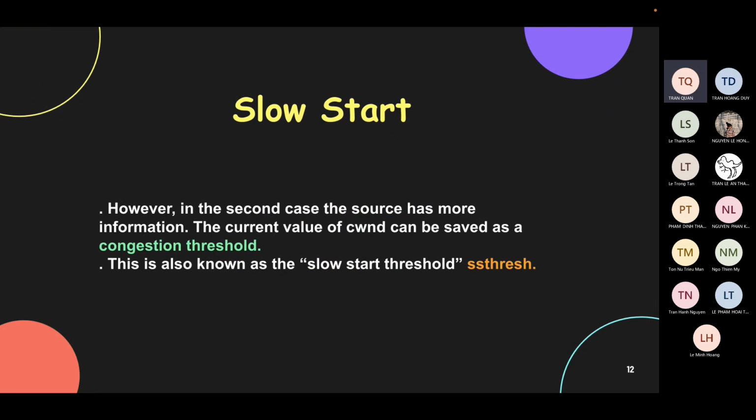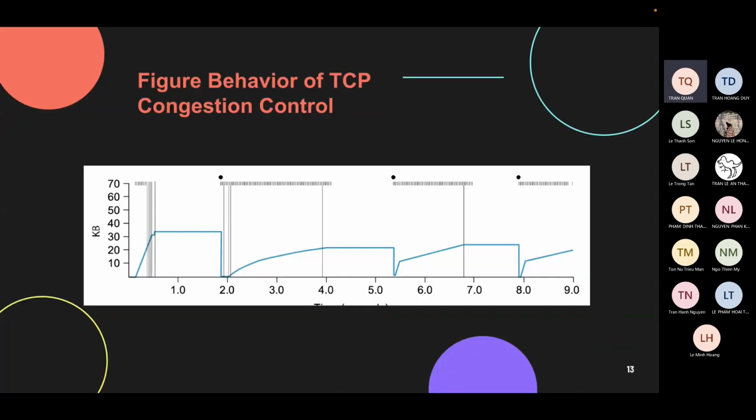However, in the second case, the sender has more information. The current value of CWND can be seen as the congestion window, and this is also known as the slow start threshold. Figure: behavior of TCP congestion control.